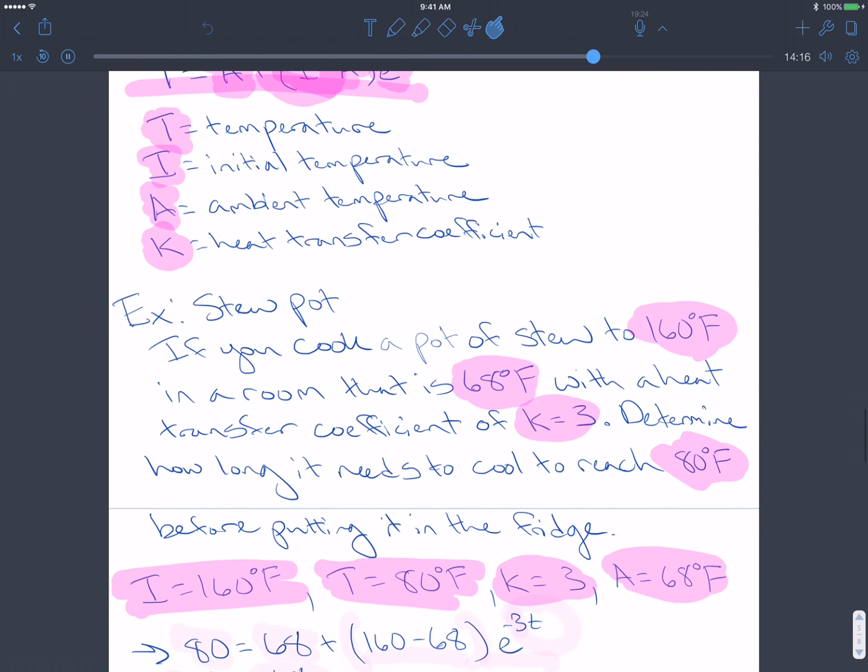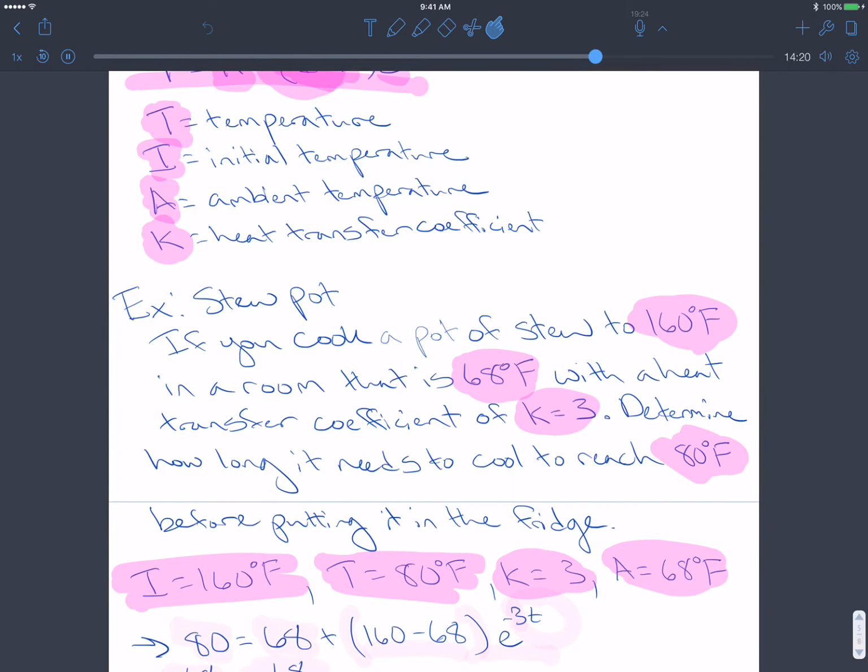So we want to figure out how long it's going to take. We use the equation that was given, T, which is 80, is equal to A, which is 68, plus the difference between I and A, 160, which is I, minus A, 68, times e to the minus kt. And since k is 3, we have minus 3t.